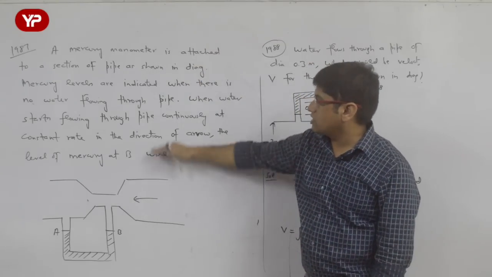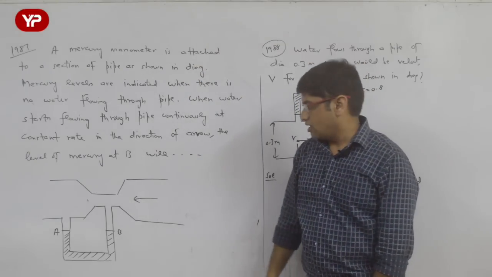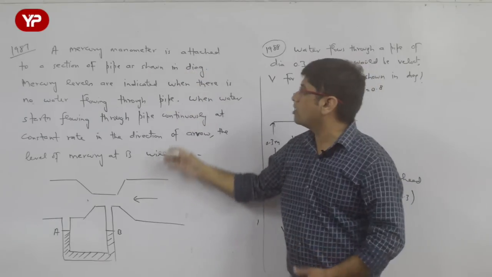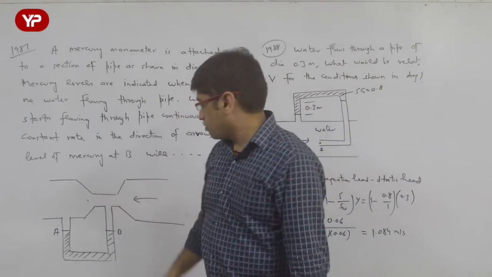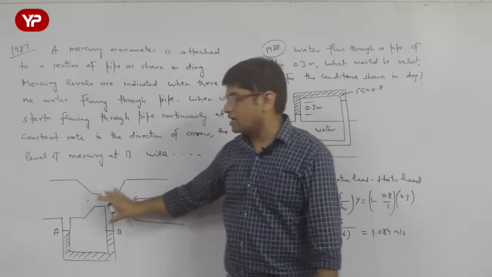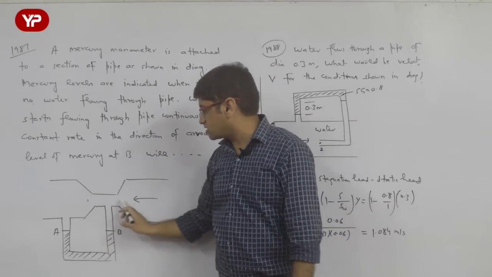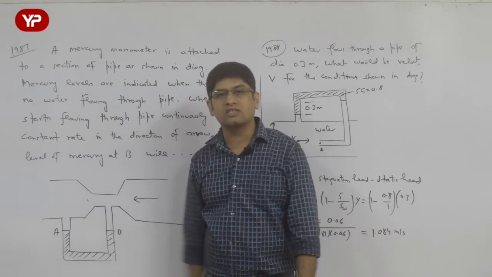So let me make some sense from this particular question. He says that a mercury manometer is attached to a section of pipe. Actually he is saying it is a pipe, but this is the venturimeter attached to the pipe. So there is a converging section, there is a throat, and then there is a diverging section.